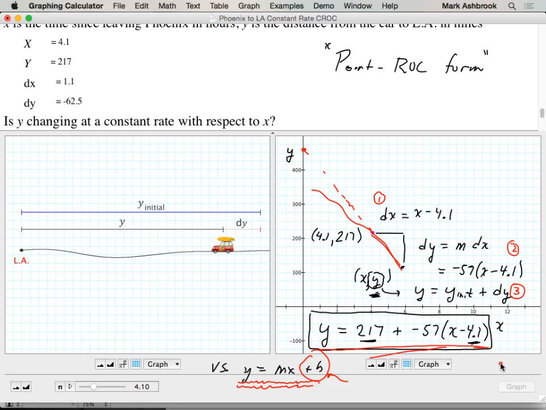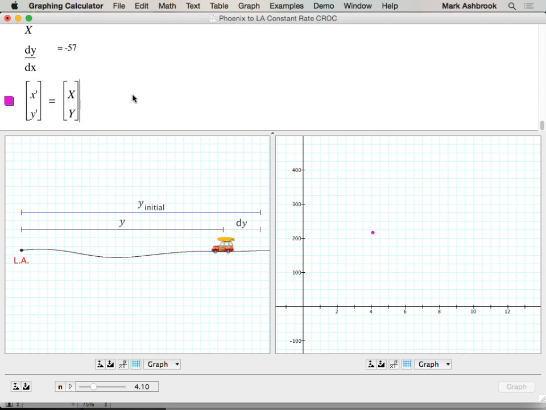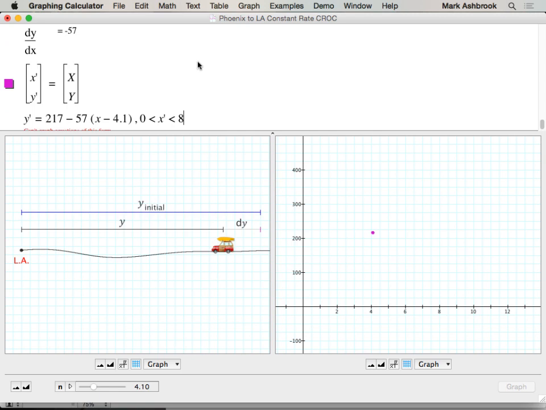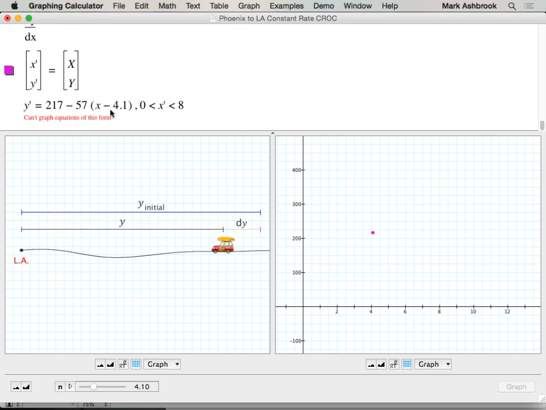All right, so let's put that equation in. I've made a mess of this, so I'll get rid of it. So then if I come over here, hopefully someone wrote that down. I'm going to do y apostrophe equals 217 plus negative 57. And we only want that from 0, so we'll just say constant rate the whole way. 0 to x apostrophe, I think it's something like 8. That gives the whole graph. All right, and then that's going to do nothing. Thank you.